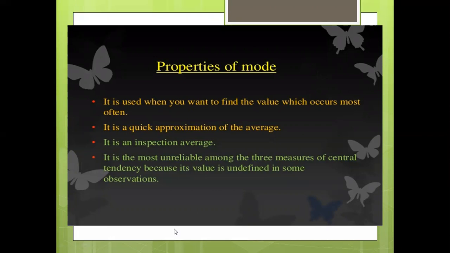Okay, next is the properties of mode. It is used when you want to find the value which occurs most often. It is a quick approximation of the average. It is an inspection average. It is the most unreliable among the three measures of central tendency because its value is undefined in some observations.